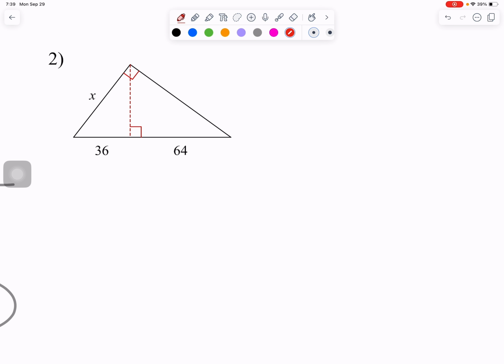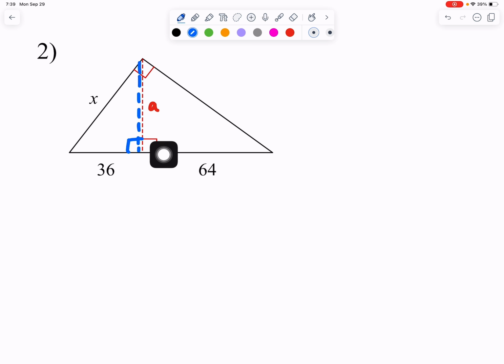We're going to dominate. Over here what I'm going to do is put a little A in red, and then I'm going to draw our line in blue. I'm also going to add in our 90, because if we have a 90 here, a straight line is 180, so this definitely makes this 90. I'm also going to put a blue here.